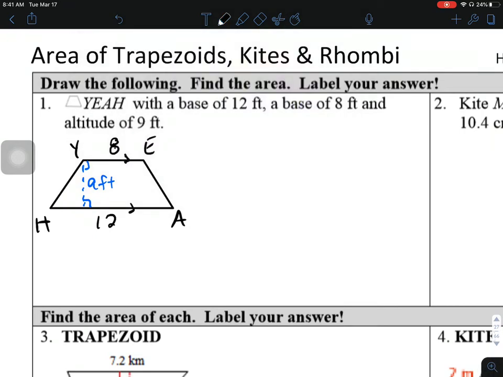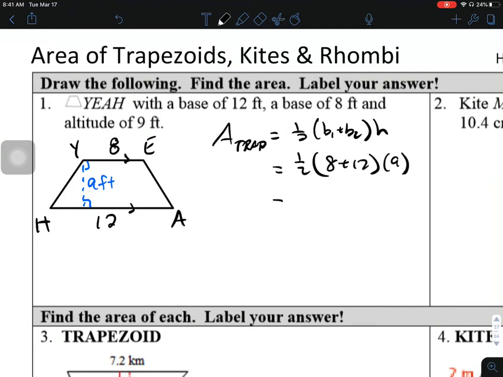They're all in feet. The area of a trapezoid is half the sum of the bases times the height. The bases are 8 and 12. The height is a 9. That's half of 20 times 9. That's 10 times 9, which is 90. We're supposed to label our answer. The units would be square feet because the linear units were in feet.